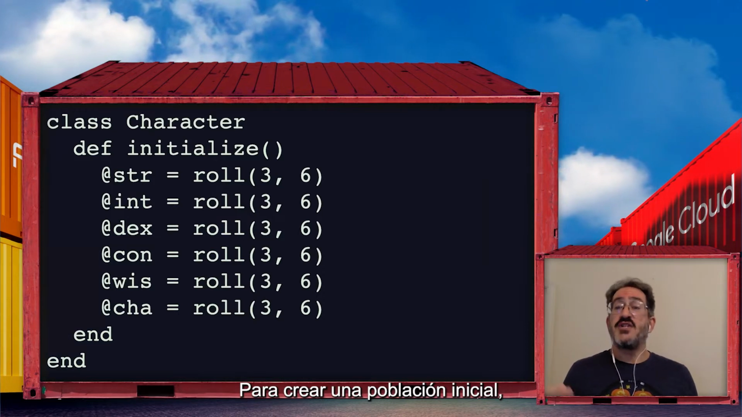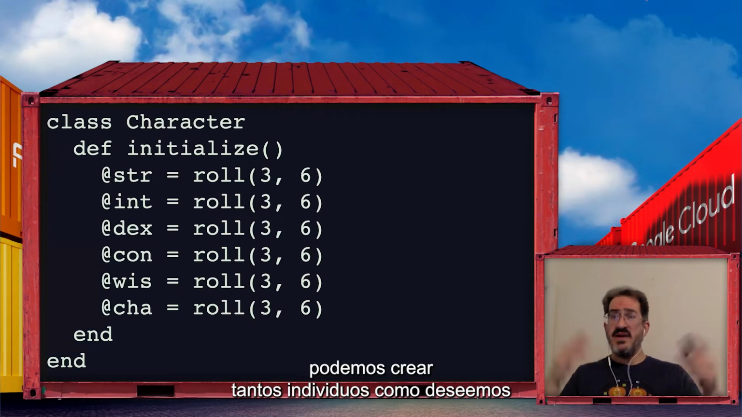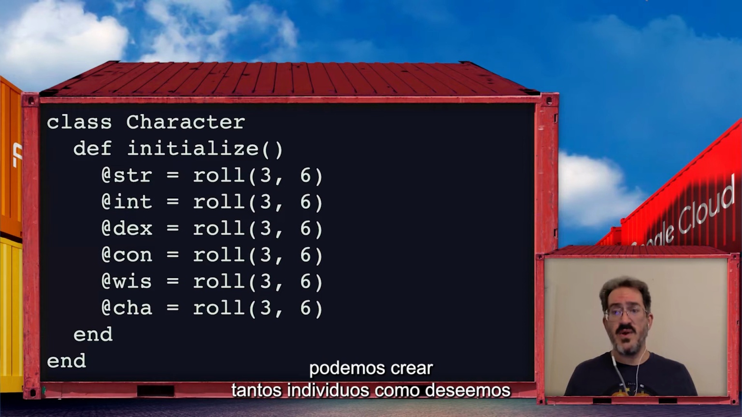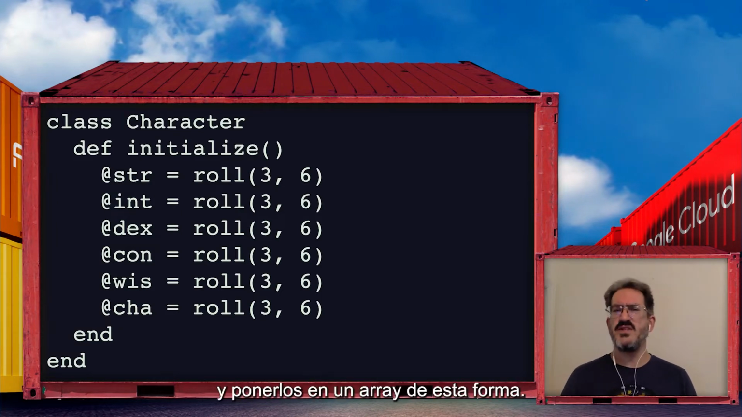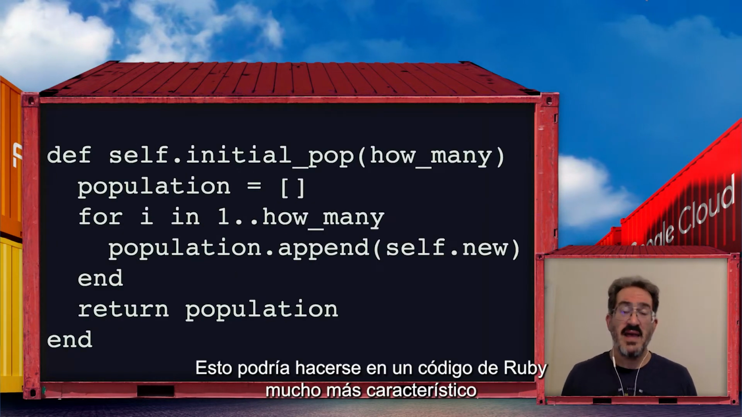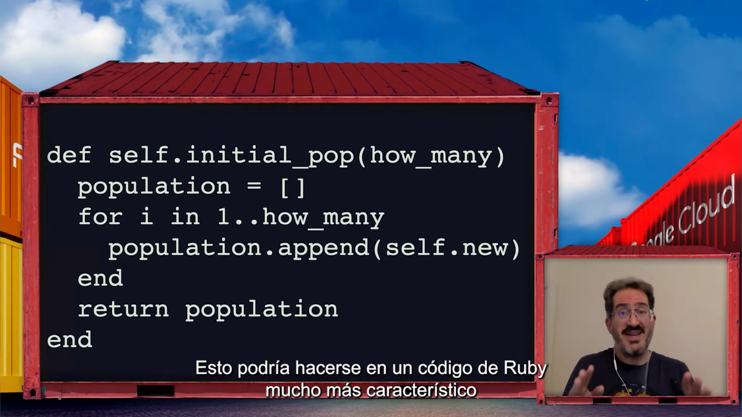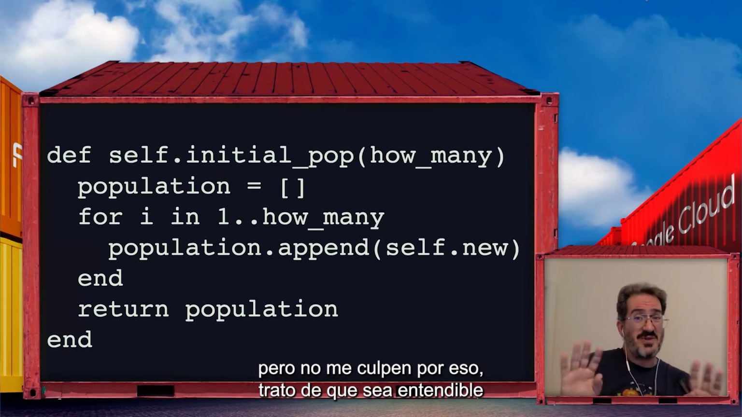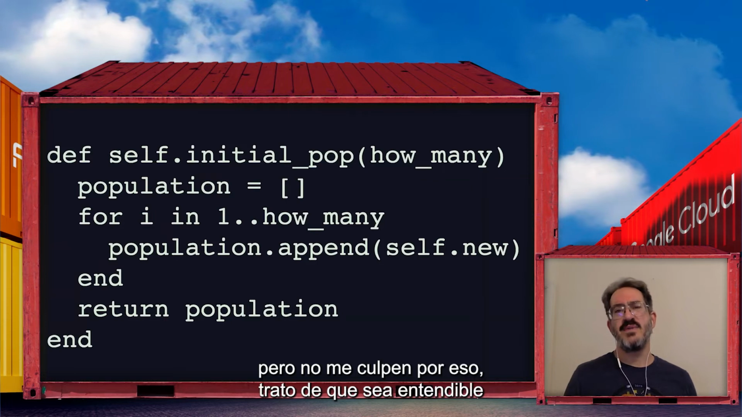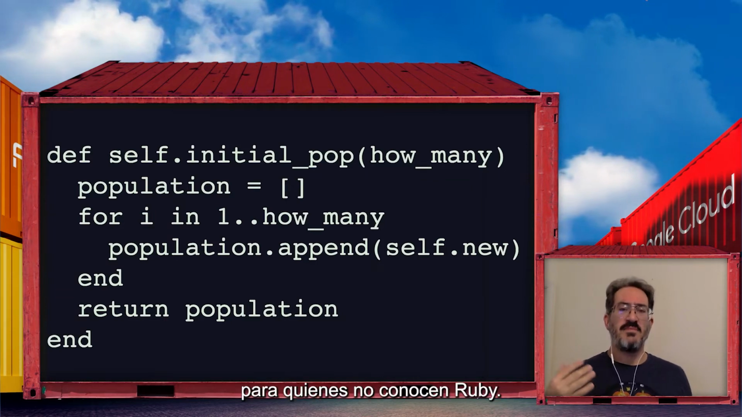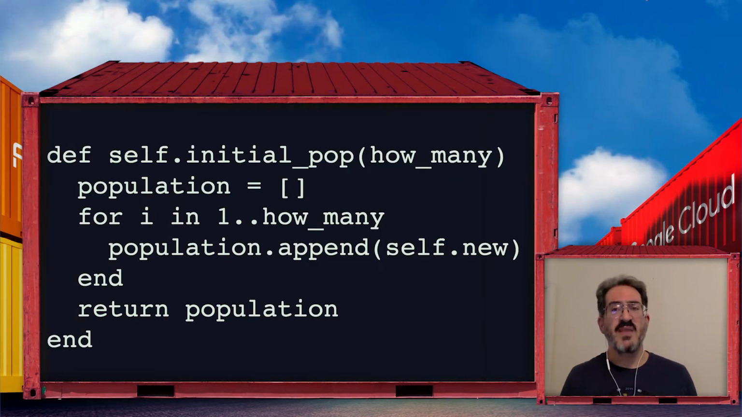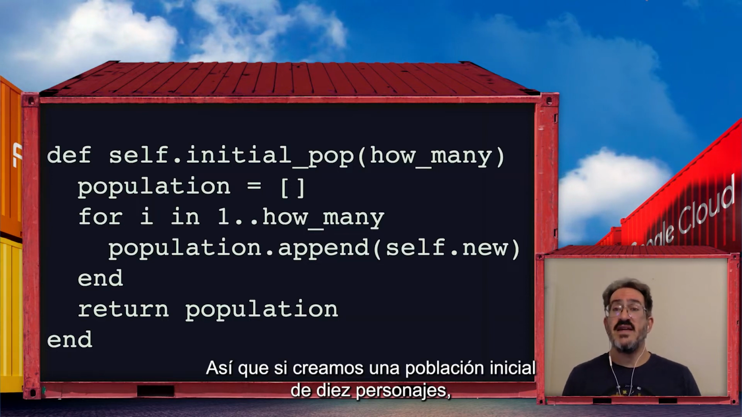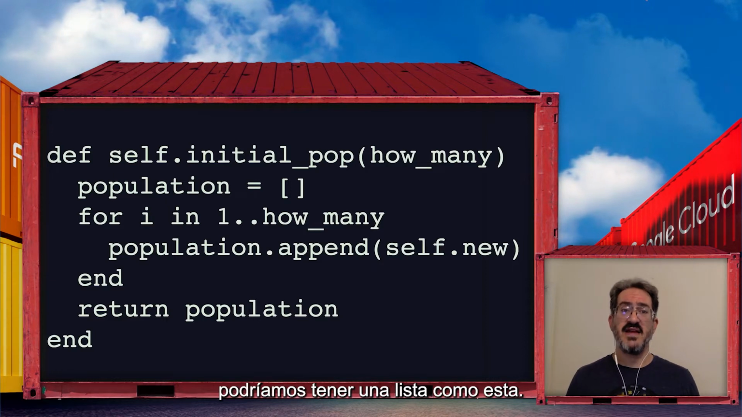To create an initial population, we can just create a bunch of individuals, however many we want, and stuff them into an array like so. This could actually be done in much more idiomatic Ruby, so don't scold me for that, but I'm trying to keep it understandable by people who don't know Ruby. So if we create an initial population of 10 characters, we might wind up with a list like this.